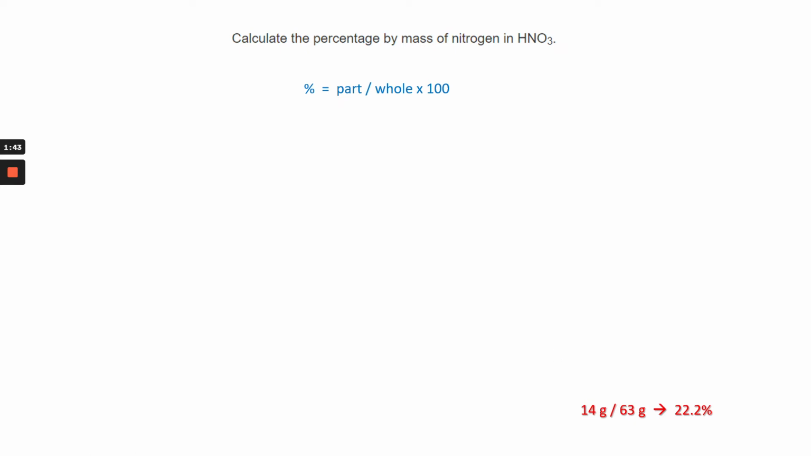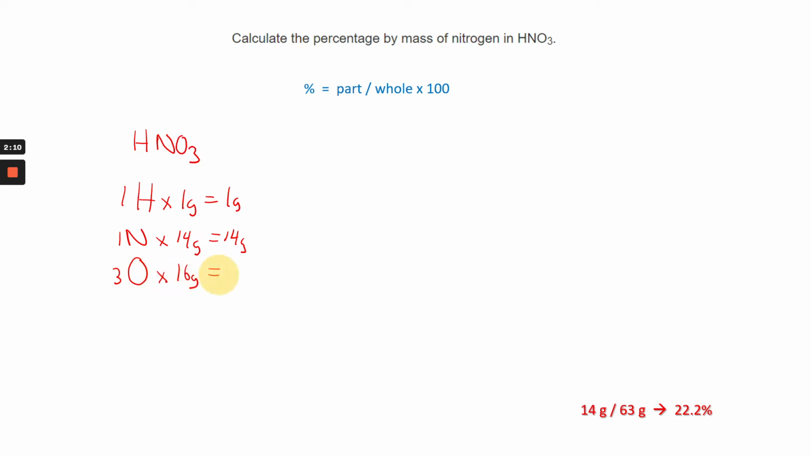We want to calculate the percent by mass of nitrogen in nitric acid. Well, in HNO3, we know the percent is the part divided by the whole, then times 100. So we have to figure out what the whole weighs. There's 1 hydrogen, it weighs 1 gram. There's 1 nitrogen, it weighs 14 grams. And there are 3 oxygens that each weigh 16 grams. So that's 48 grams. You add that up, the total is 63 grams.